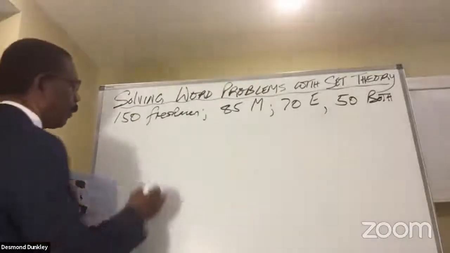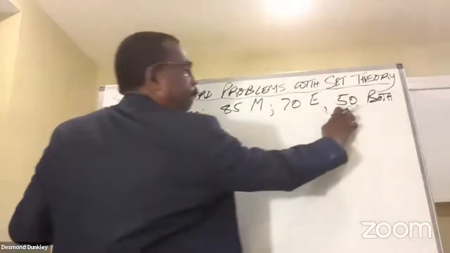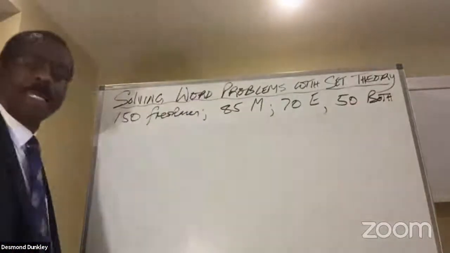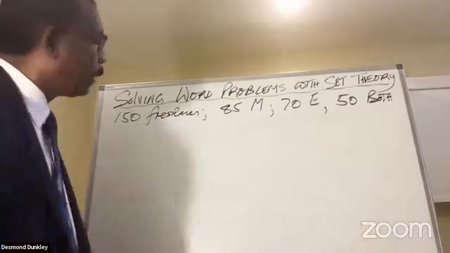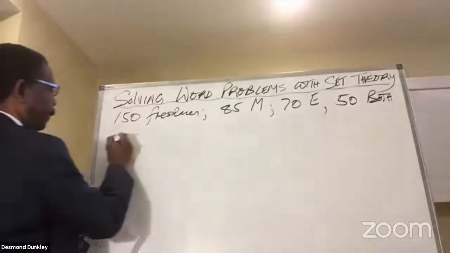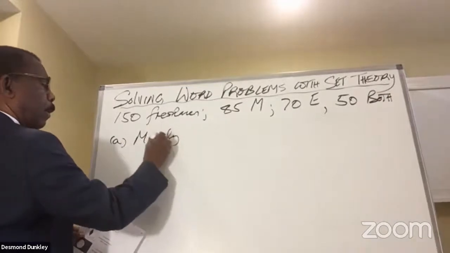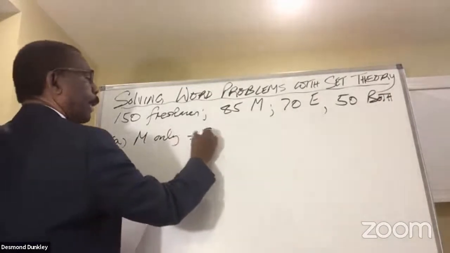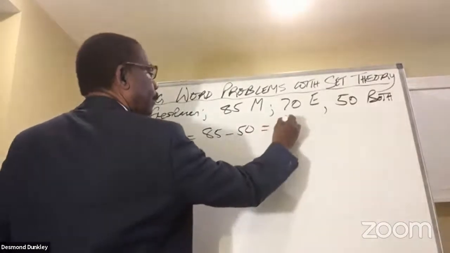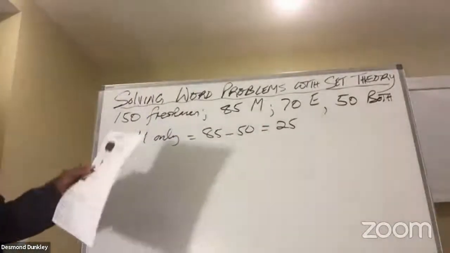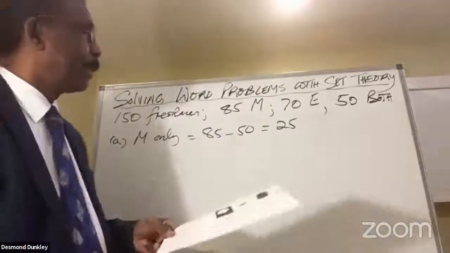So, we know that math is 85, but 50 do math and English. So for those with just math alone, let's call this the first one. Math only would have to be equal to 85, take away 50, which of course is 25. Next question asks, how many signed up only for an English class?